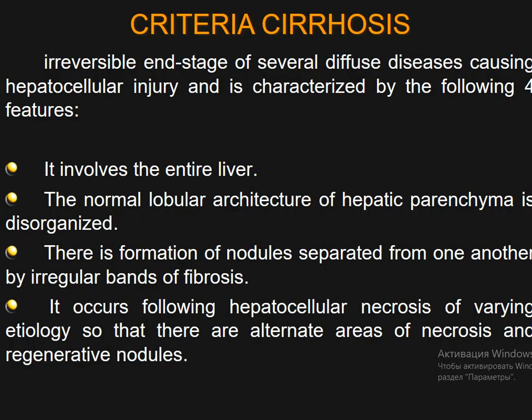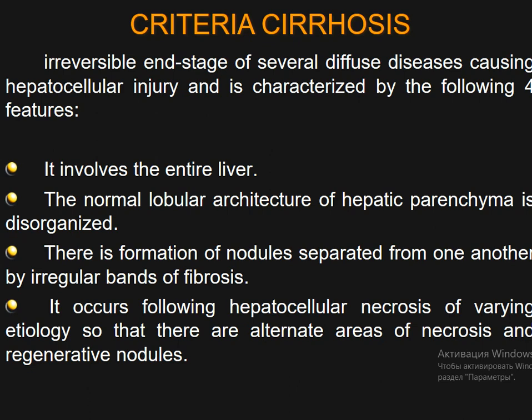To make a diagnosis of cirrhosis, we have to have some criteria. First of all, you have to understand that cirrhosis represents the irreversible end stage of several diffuse diseases causing hepatocellular injury and is characterized by the following 4 features. First of all, it involves the whole liver. The normal lobular structure of hepatic parenchyma is disorganized.